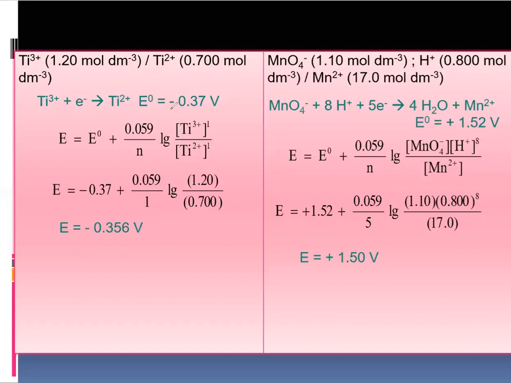In the case of titanium, moving from 3 plus to 2 plus, we can see the negative value, which already tells us it favors the left. Equilibrium will shift to the left, and therefore it will favor the backward reaction, which is the oxidation reaction. So that is why our final answer will also be a negative value, which is for an oxidation reaction.